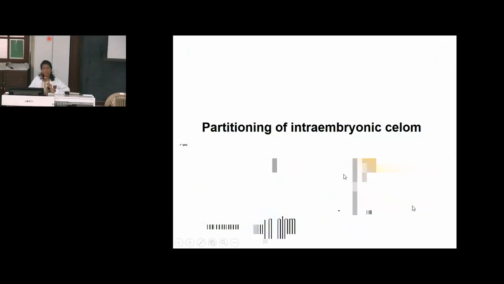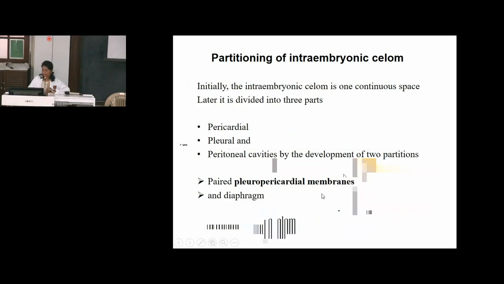Now we'll see how the further partitioning happens. How are the partitions formed? There are two membranes which are formed: the pleuropericardial membranes and the pericardioperitoneal membranes. These two membranes are formed, and most importantly, the diaphragm is formed from different sources. So the diaphragm is a partition between two cavities.